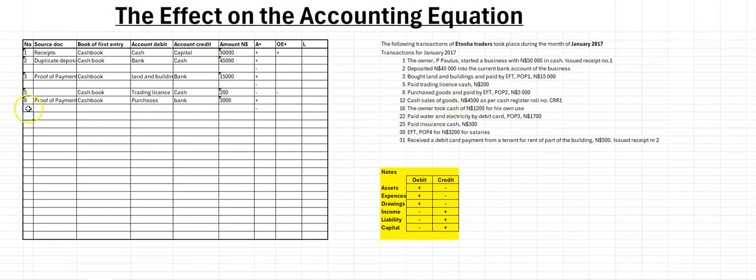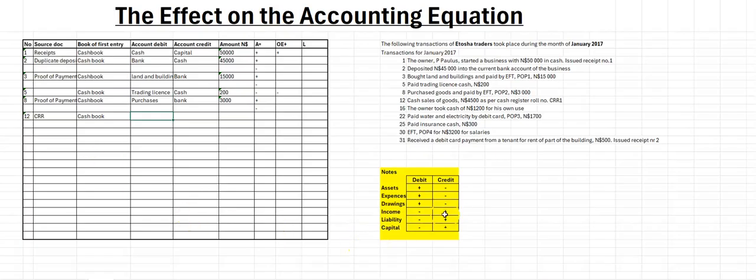Okay, on the 12th, we have cash register roll. So cash register roll, cash book is our first book of entry. Then we have cash sales, so which means our cash went up, but our stock went down. So our cash went up, our stock went down, but we can also say that our sales went up as well. Okay, so which means our sales is our capital, remember, or our income.